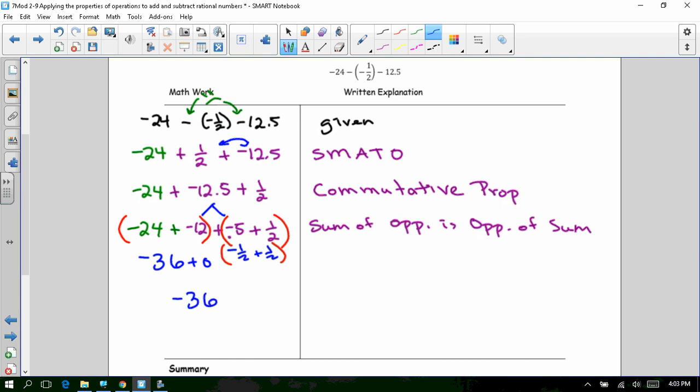Now I got to go back and kind of do a little work here. What did I do in that last step? I added. And what did I do in the last step? I added. Easy. See, don't let those fractions scare you guys. You're going to be fine.